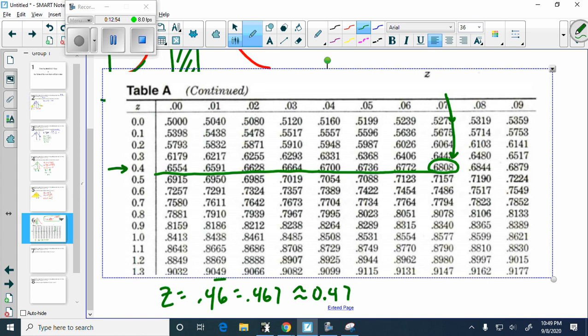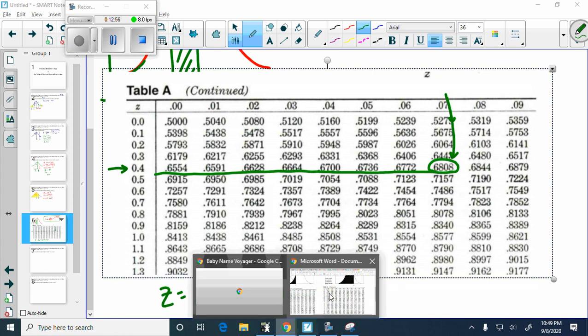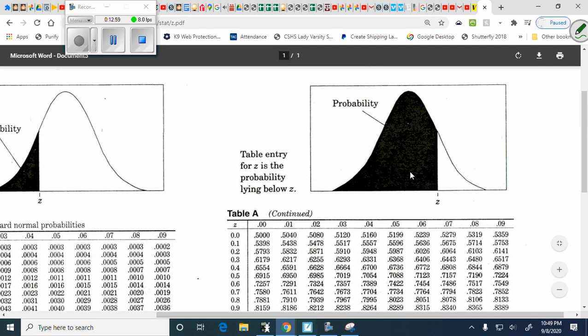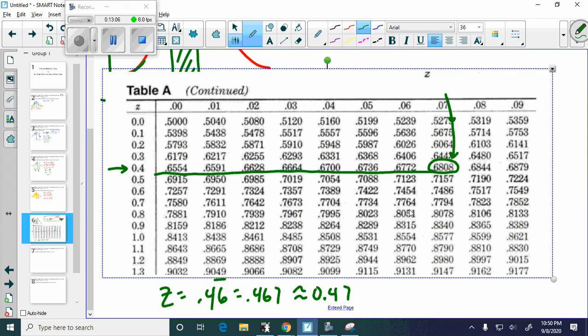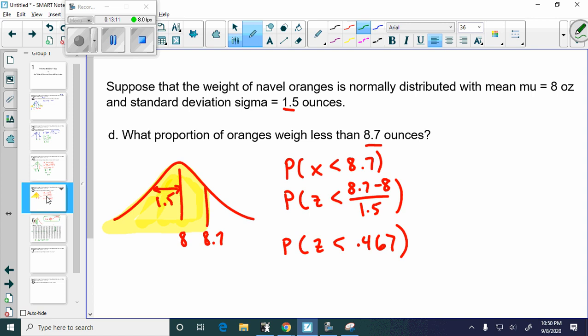Now, what that tells me is the area to the left, just like this graph is shaded, the area to the left of 0.467 is 0.6808. Or in other words, this distance right here is 0.6808, or 68% of my oranges will weigh less than 8.7 ounces. Okay, that's probably still a little confusing to you. Let's go to the next one.